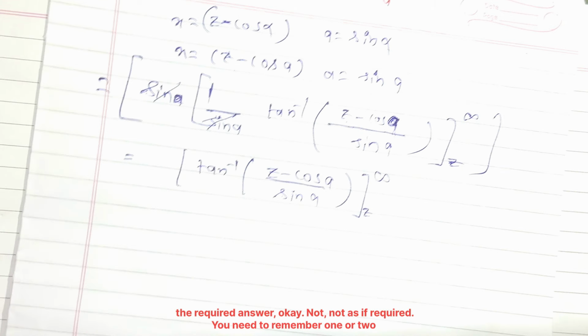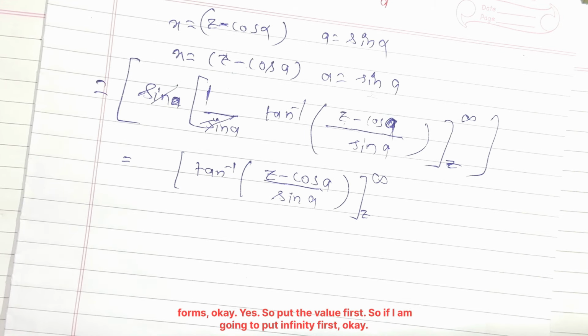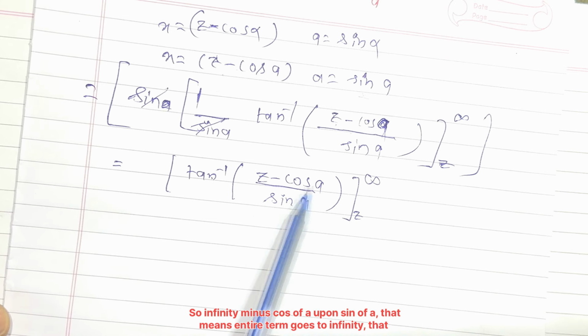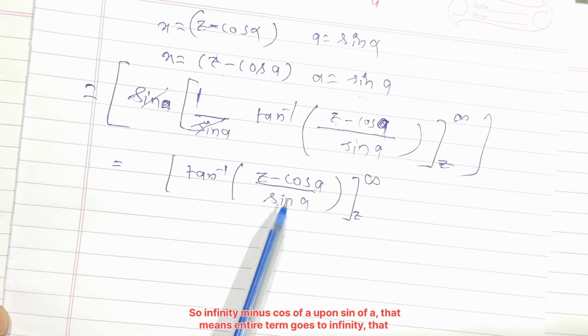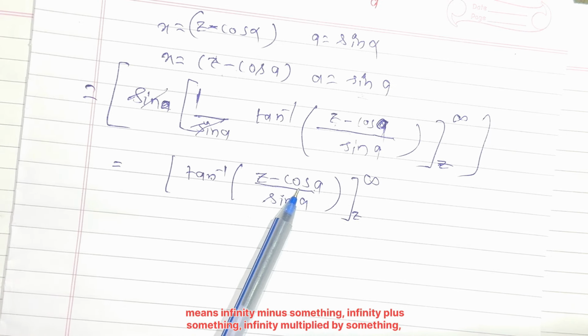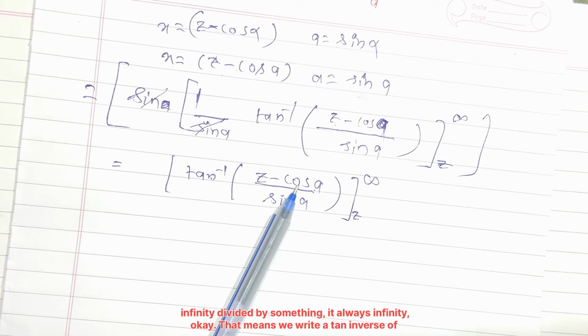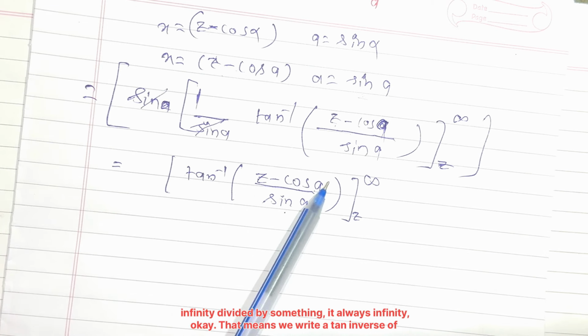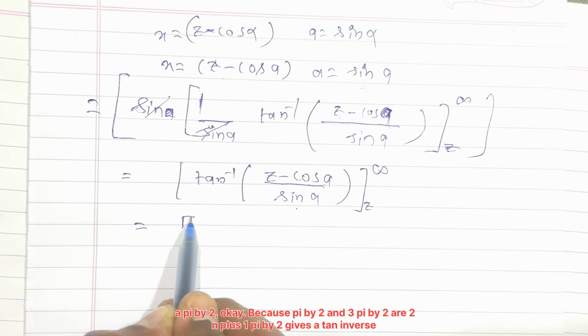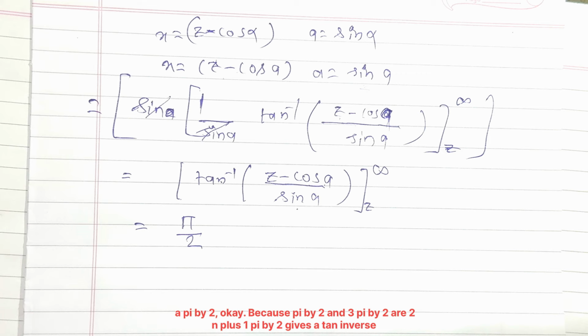Not difficult, you need to remember one or two forms. So put the value first. If I put z as infinity, then infinity minus cos alpha upon sin alpha, that means the entire term goes to infinity. Infinity minus something, infinity plus something, infinity multiplied by something, infinity divided by something, it is always infinity. That means we write tan inverse of infinity. And what is the tan inverse of infinity? We write pi by 2, because pi by 2 and 3 pi by 2, or (2n plus 1) pi by 2, gives the tan inverse value infinity.